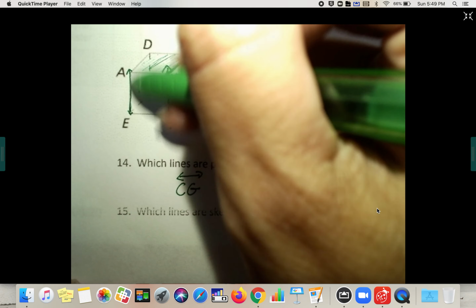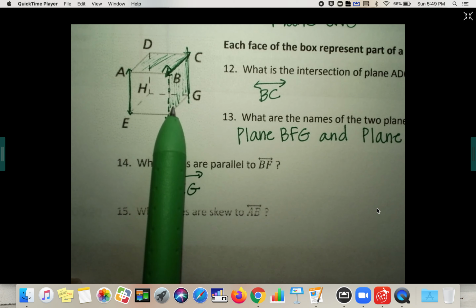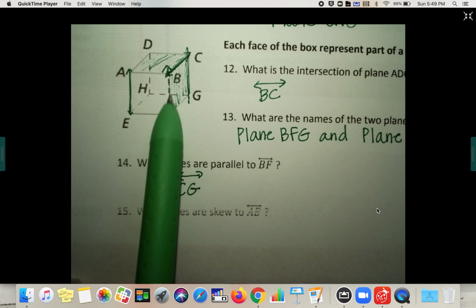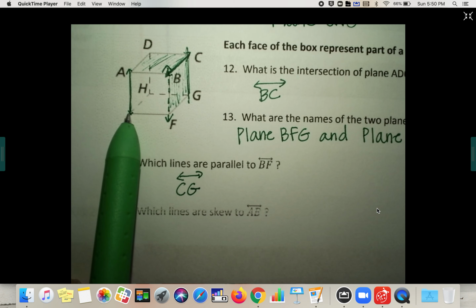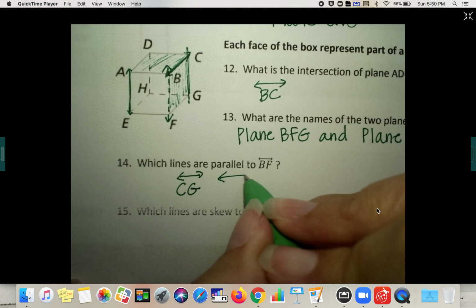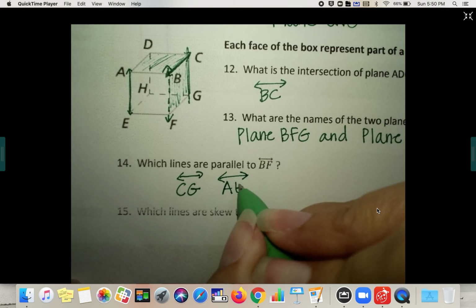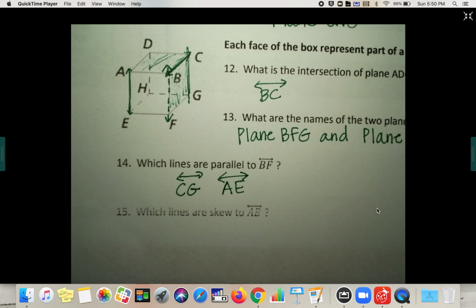And then this one over here, because technically the corner of this is parallel and in the same plane as this front one, which could be this one as well. So AE would also work. Line AE. Okay. All right, last one.